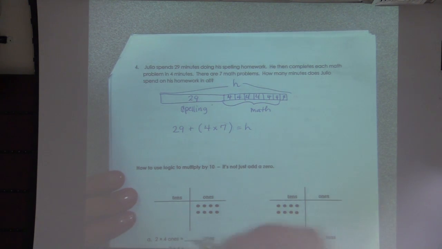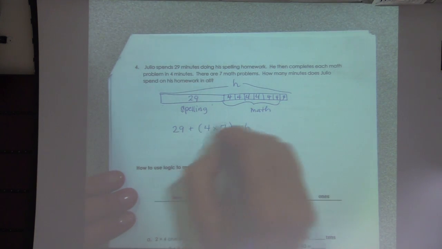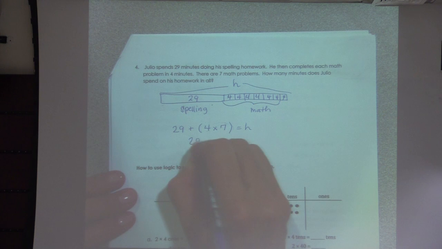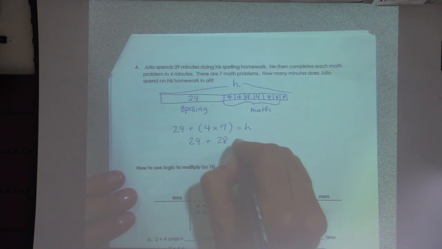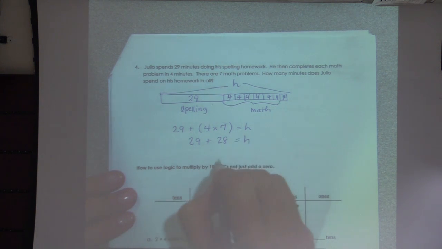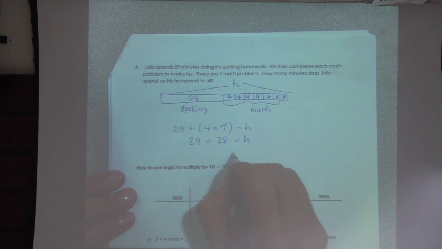Now it's just, tell me what you're doing. Oh, you're multiplying 4 times 7 and put the parentheses around it. So it's 29 plus 28. I don't know how kids are going to do this. I would do 30 plus 30 equals 60 minus 3 equals 57.